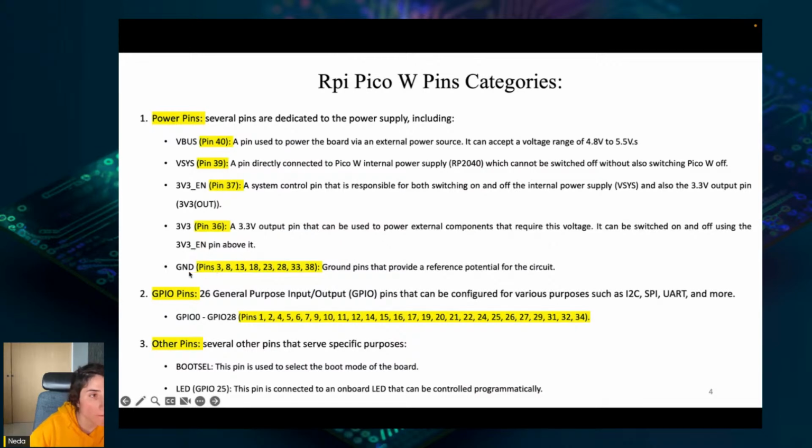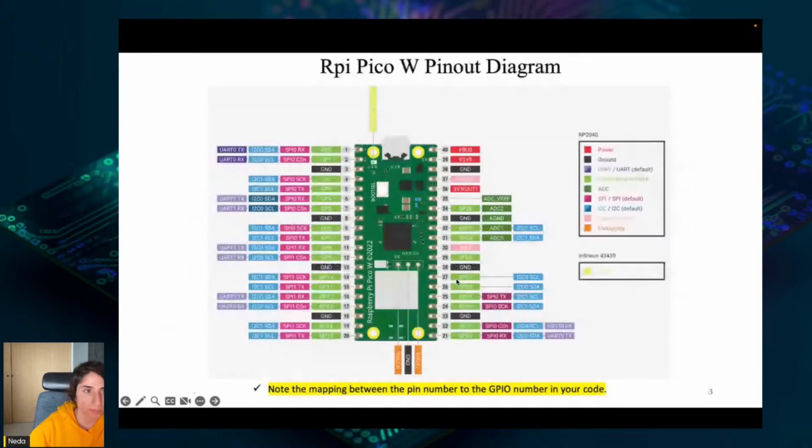We have ground, and they are the pins 3, 8, 13, 18, 23, 28, 33, 38 that provide a reference potential for the circuit. Look at here. We have this ground, which is pin 3, pin 8, pin 13, pin 18, pin 23, 28, and 33, and also 38. So we have 8 ground pins.